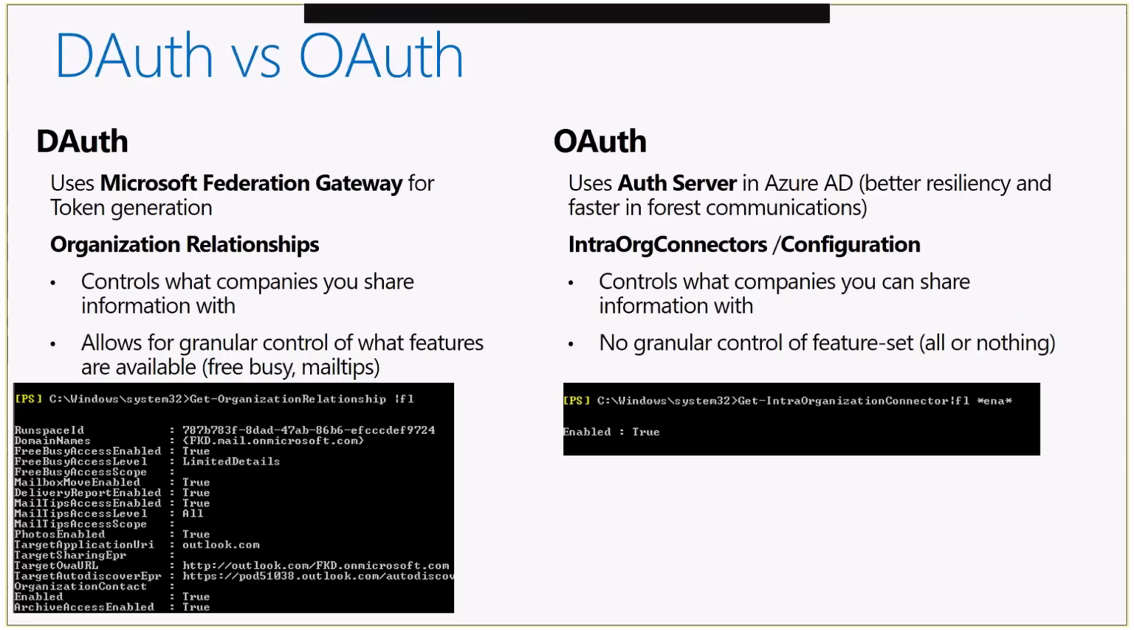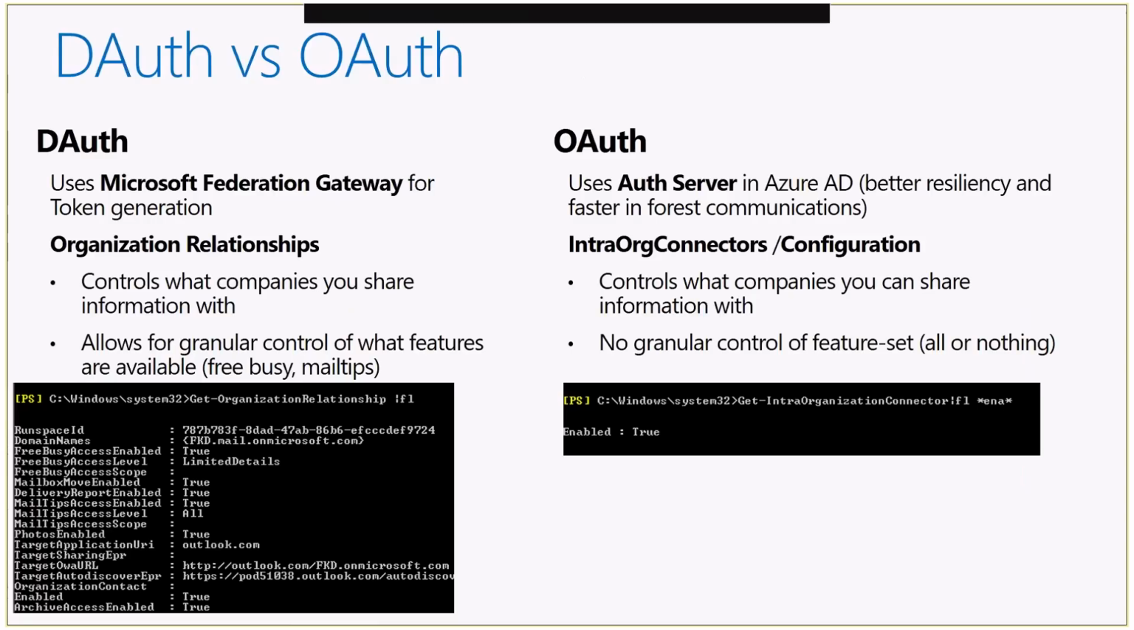Everybody has the same trust broker, and then you have org relationships to control what type of information you share. Am I going to share free busy, mail tips, different things like that. So you have all this granularity: how much free busy you're going to share, whose free busy you're going to share. All this granularity you could do with organizational relationships in the Microsoft Federation Gateway.